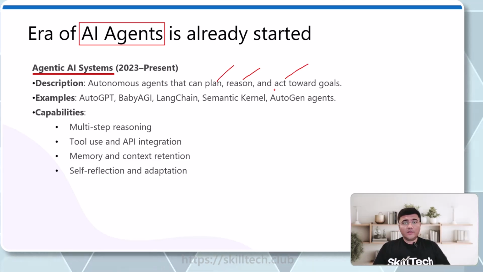Now, if all these things sound complex right now, don't worry, we are going to see these things step by step. Some examples of AI agents are AutoGPT or Baby AGI.